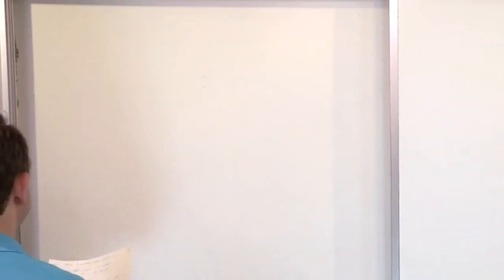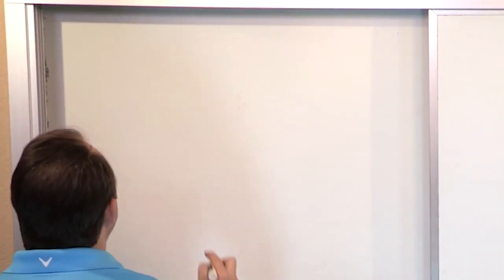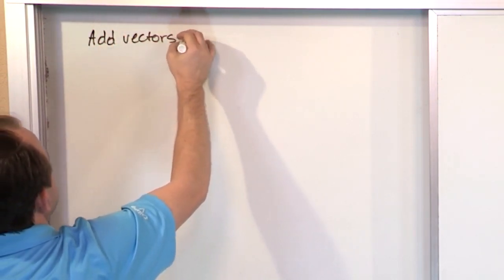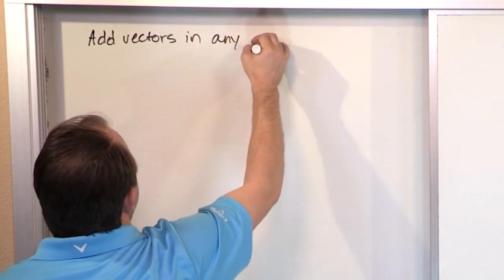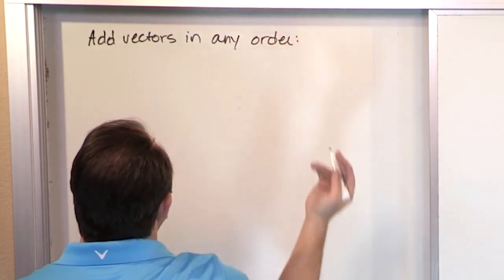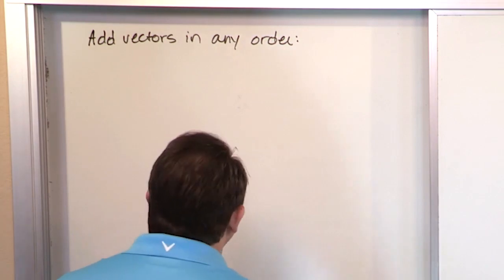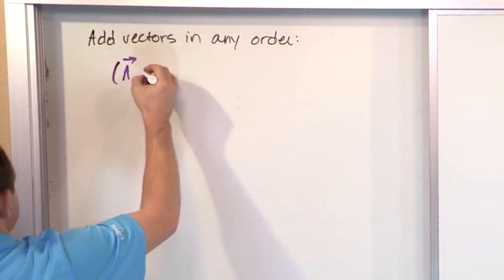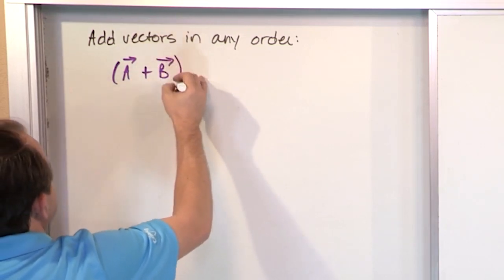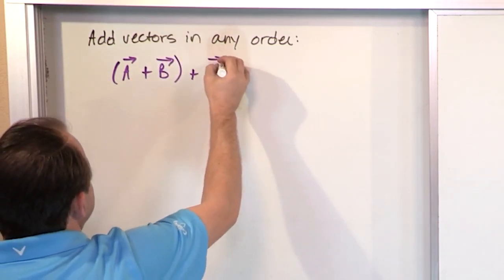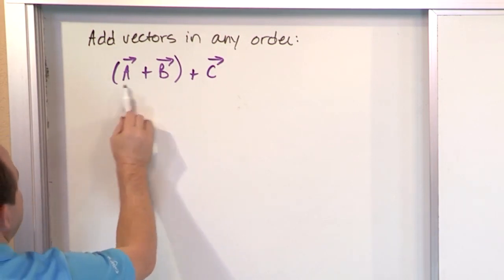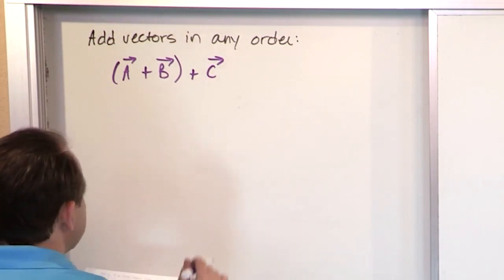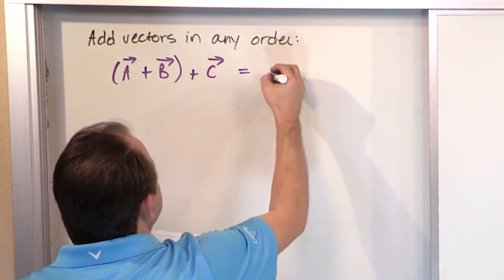Now, it turns out that you can add vectors in any order. What I mean by that is you get the same answer no matter what order you do. To show you mathematically, you might see something like this in your book. You might see A vector plus B vector, close parentheses, plus C vector. What this means is first I add A and B and I get an answer, and then I take that answer and I add it to vector C. But it's going to give you the exact same answer if I do it like this.